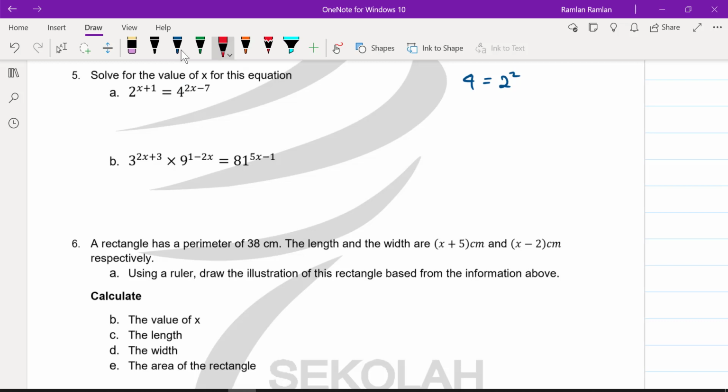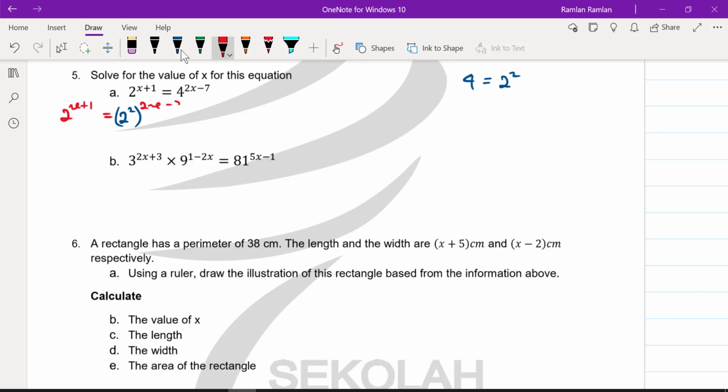On the left side, we're not going to change anything. It's just 2 to the power of x plus 1. And on the right side, I'm going to change that 4 into 2 to the power of 2. Everything outside the bracket and outside the 4, just rewrite it again.